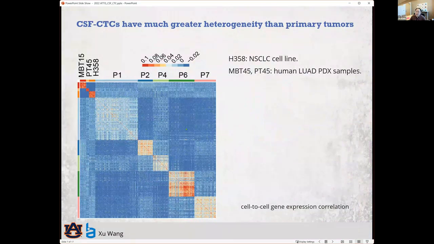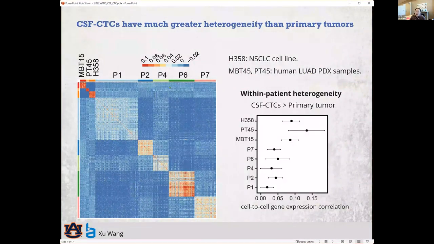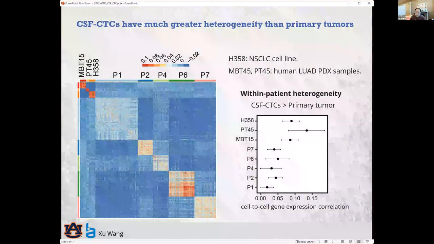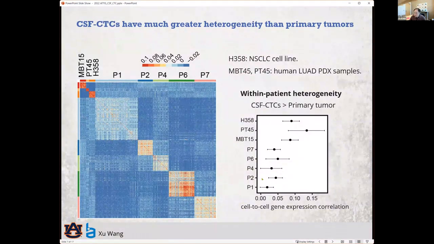So we were also interested in the heterogeneity among different individual cells, and we plotted the correlation matrix among different cells based on a single cell transcriptome for our 5 patient samples and for a primary lung cancer cell line derived from human and 2 human-derived xenograft samples. You can see that for within patient heterogeneity, the CSF CTCs have a much higher heterogeneity compared to the primary tumor, with lower cell-to-cell gene expression correlation.